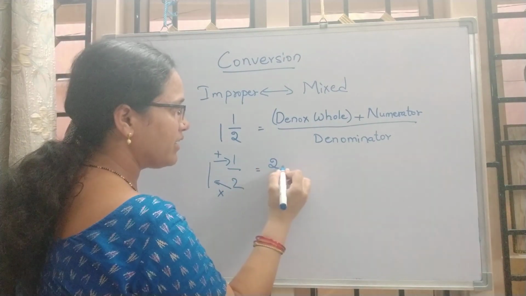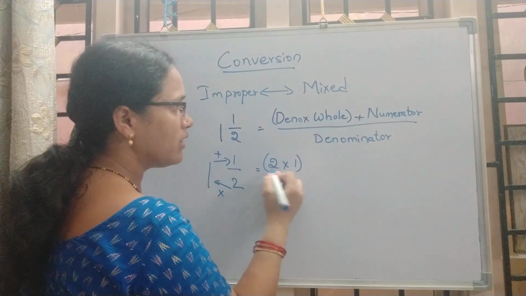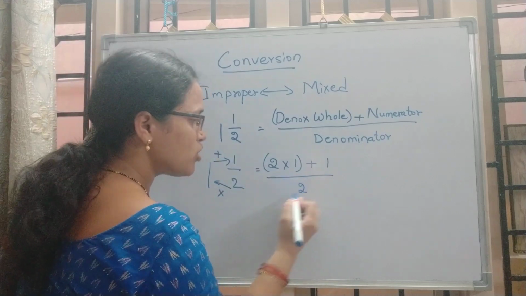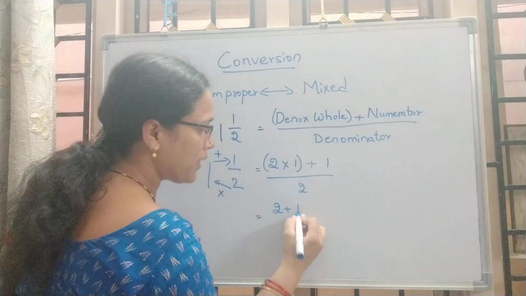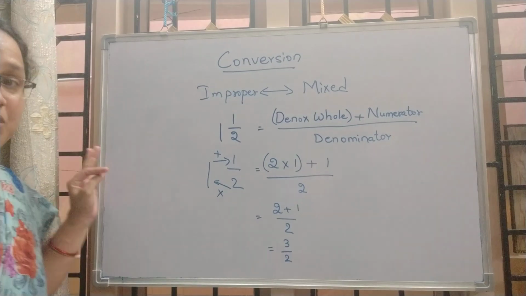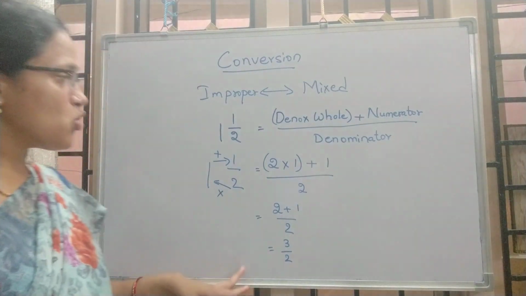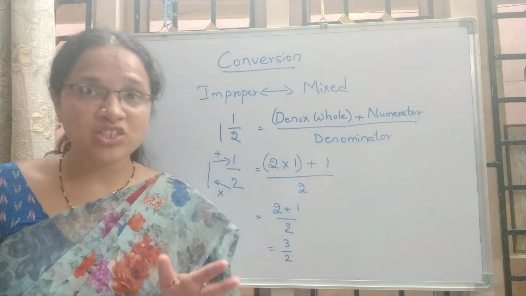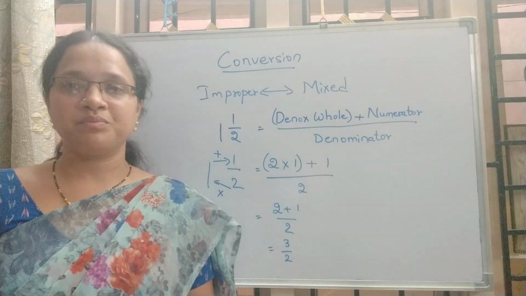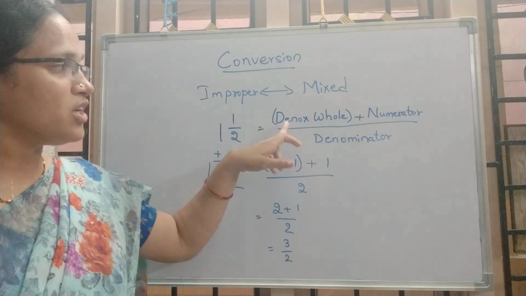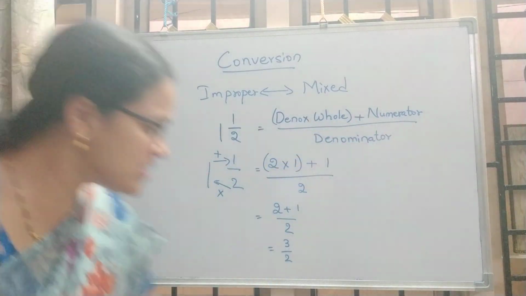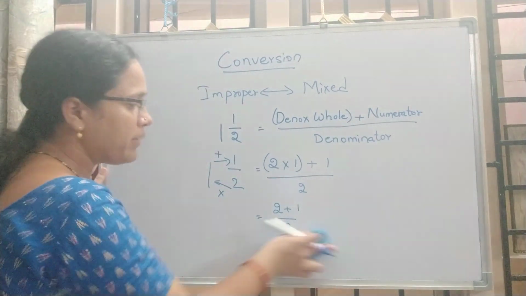See, denominator into the whole number plus the numerator by the denominator. What is the denominator here? 2. So you will solve this. 2 ones are 2. 2 plus 1 by 2 is equal to 3 by 2. Did you get back the same thing, children? Yes. So vice versa, children, if an improper fraction is converted to mixed, and that mixed is converted back to improper, you will get the same number. Did you understand the procedure? Denominator into the whole number plus numerator by denominator.